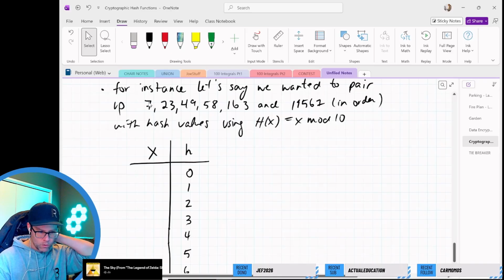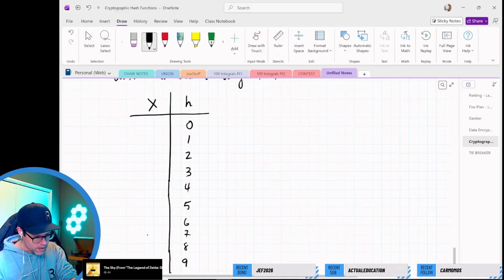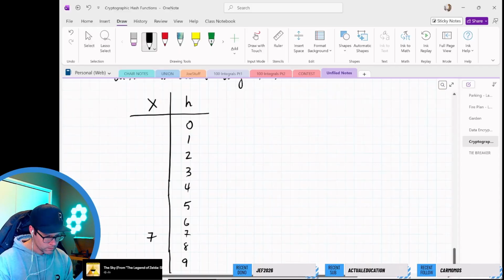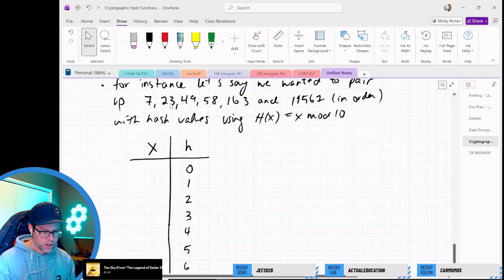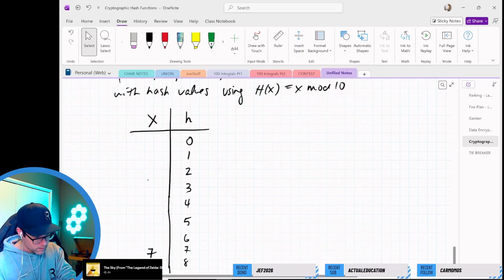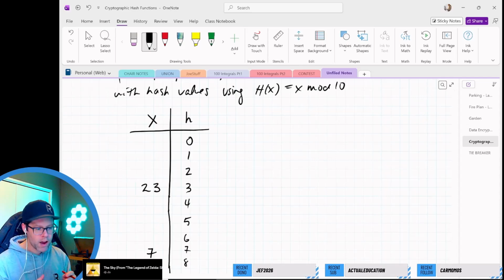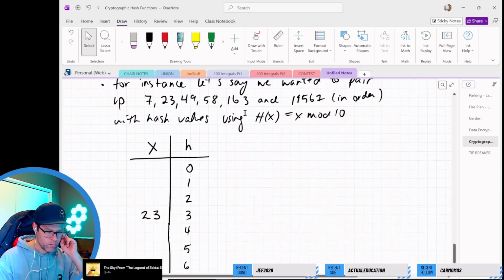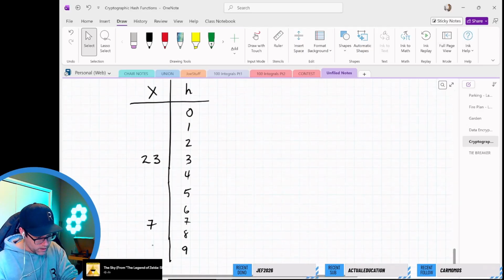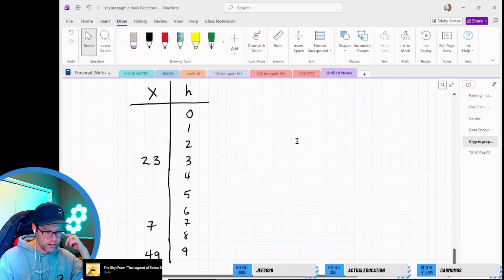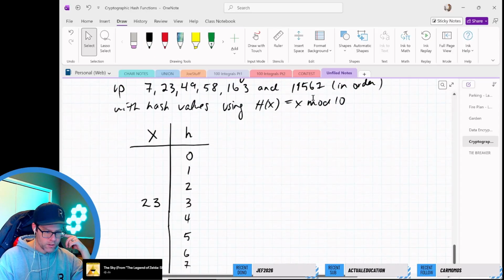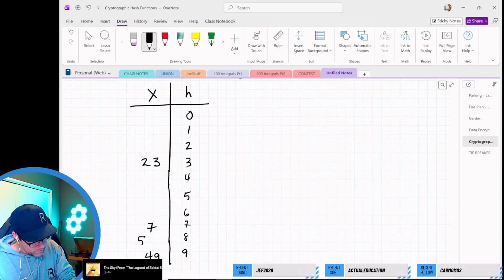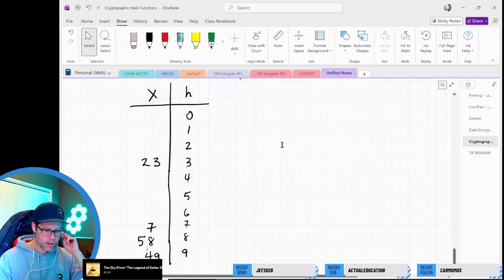So 7 would go into the hash function, and we'll call it a hash function just for the sake of brevity. 7 goes in, 7 comes out. Done. 23 goes in, 3 comes out, so 23 gets paired up with the output of 3. 49, I don't think is going to cause any issues. 49 goes in, 9 comes out, so we assign 49 to the output of 9. 58 goes in, 8 comes out, so we'll assign 58 to output number 8.